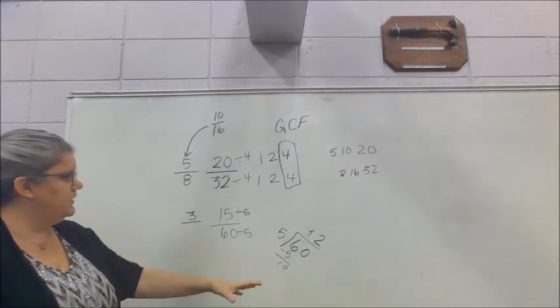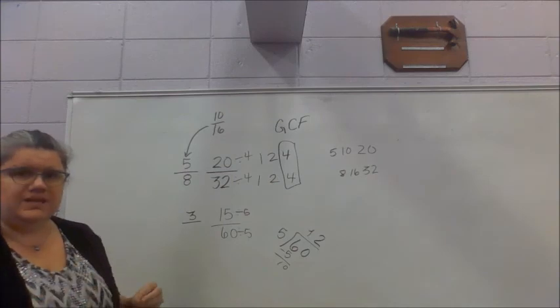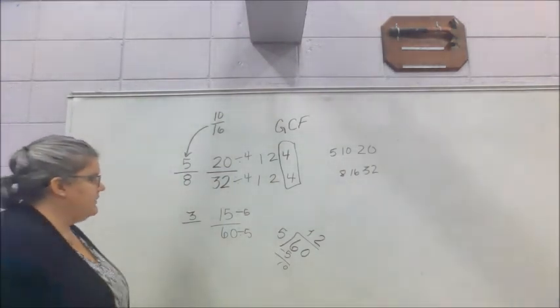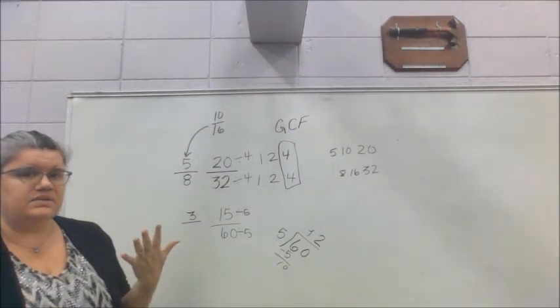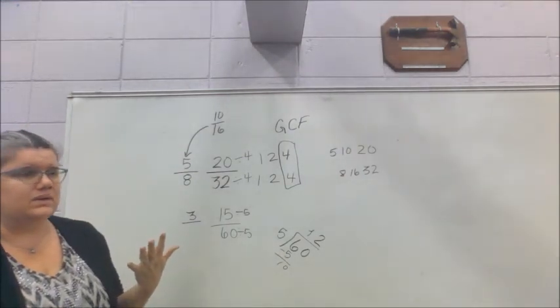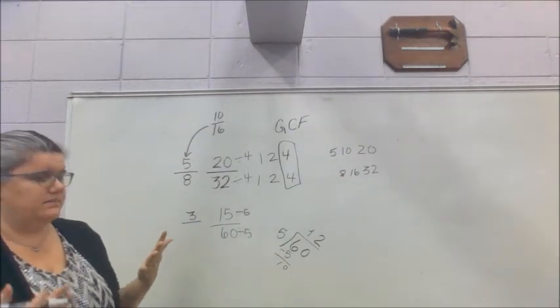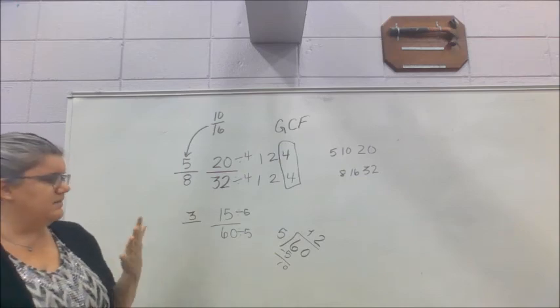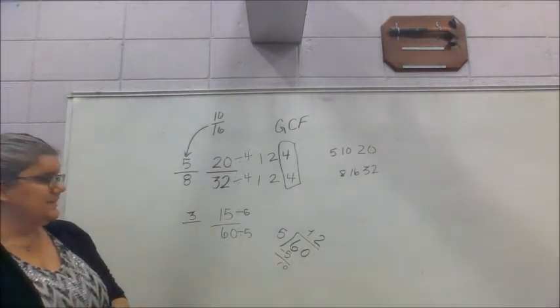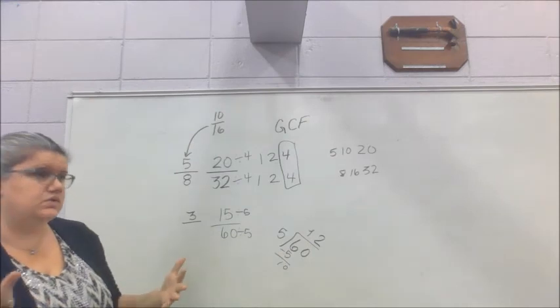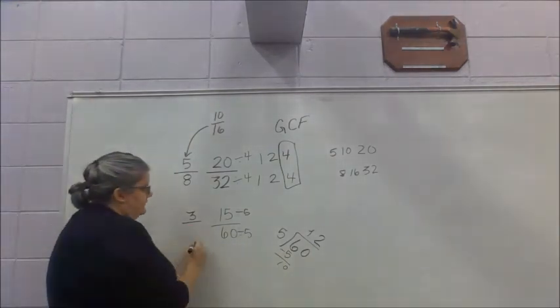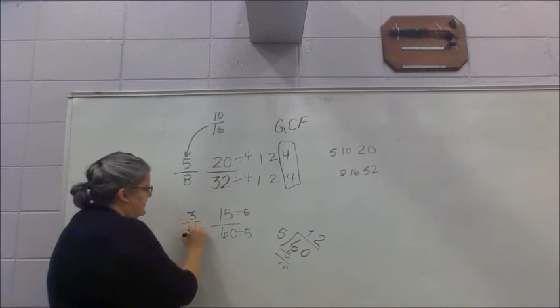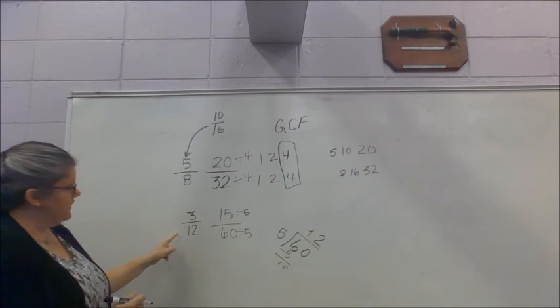I made a group of 50 and a group of 10, and I figured out how many times 5 goes into 50. It goes in there 10 times, and then how many times does 5 go into 10? It goes in there twice, and 10 plus 2 is 12. I know I bumbled that description a little bit. So it simplifies to be 3/12.